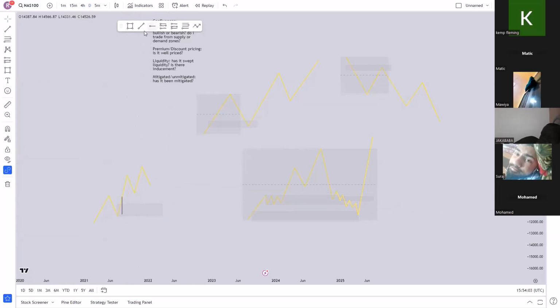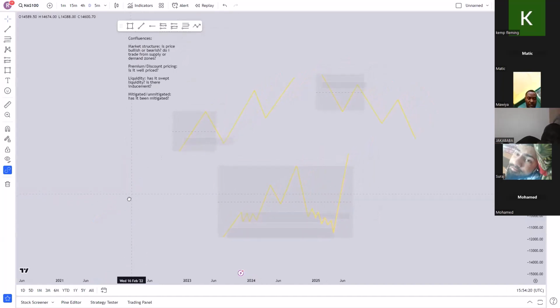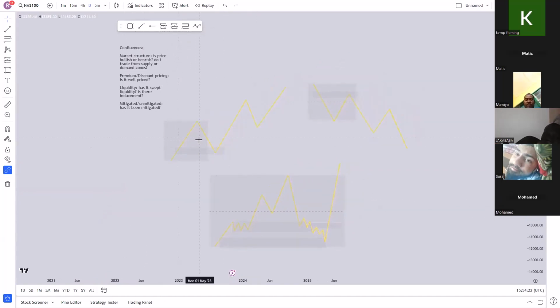That's why now, if price was to then come back down into here, although this plays out, I'm not placing all of my trust into this demand zone because it's mitigated. Okay, so does that make sense for everyone? And I'm going to show you how we implement that into confluences. It's quite simple. So we'll just go through this one more time.